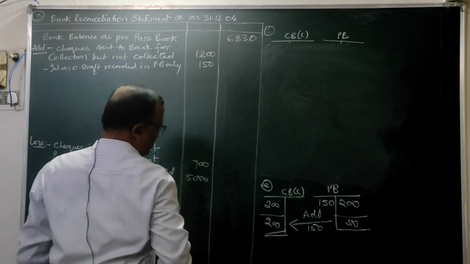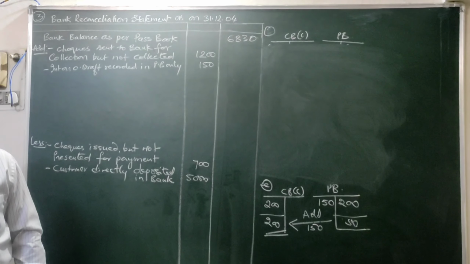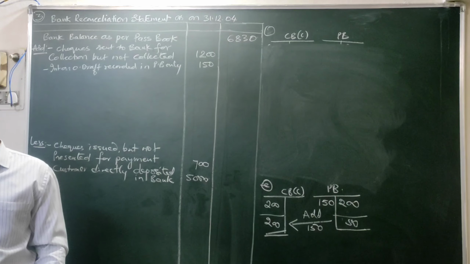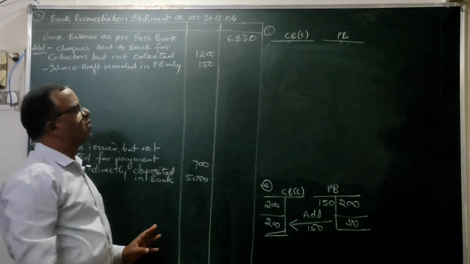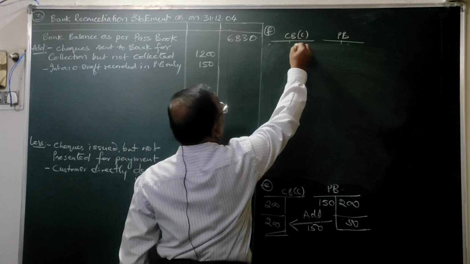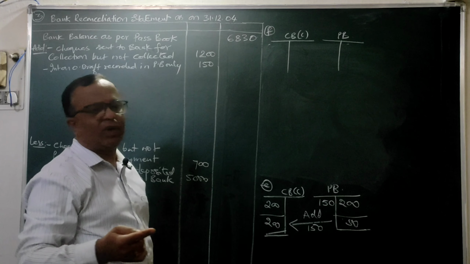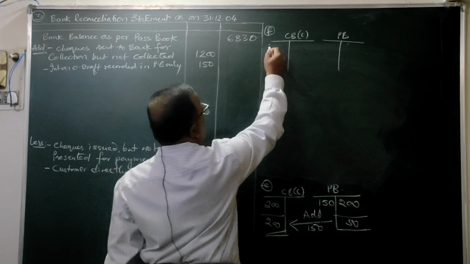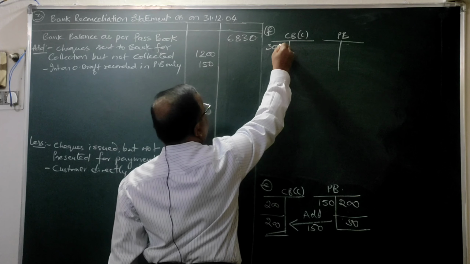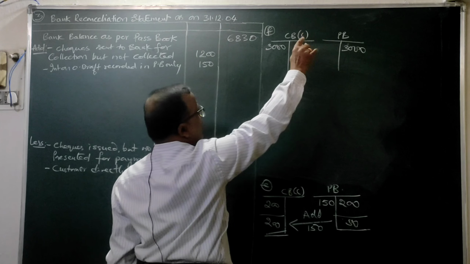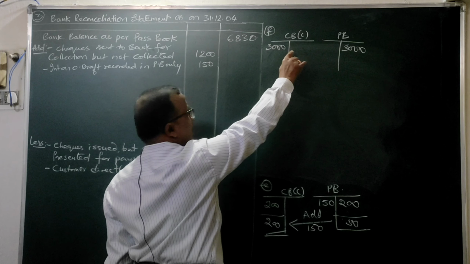Now you can see F. A bill of exchange for 2,500 which was discounted with the bank previously is now dishonored. So the 2,500 bill which was discounted earlier is now dishonored. Let's take minimum balance as 3,000. When it is dishonored, in the passbook it should be debited, and in the cash book it should be credited.